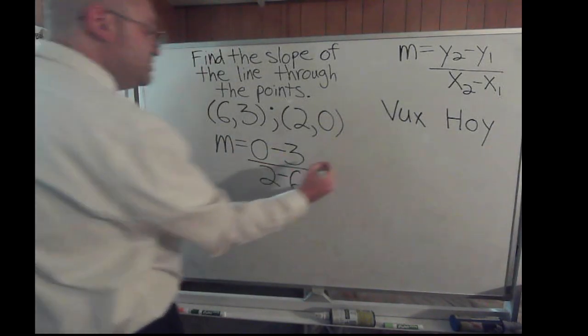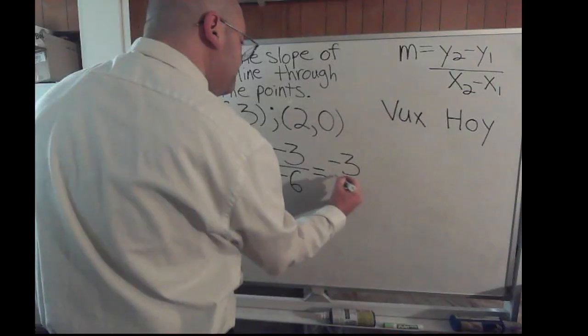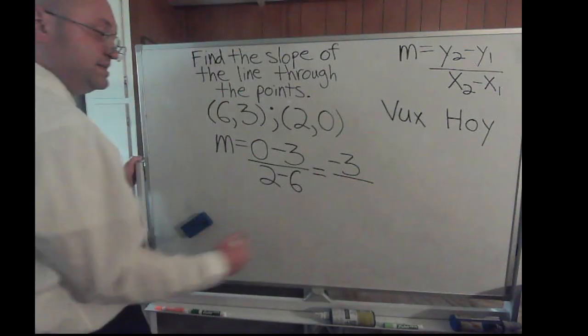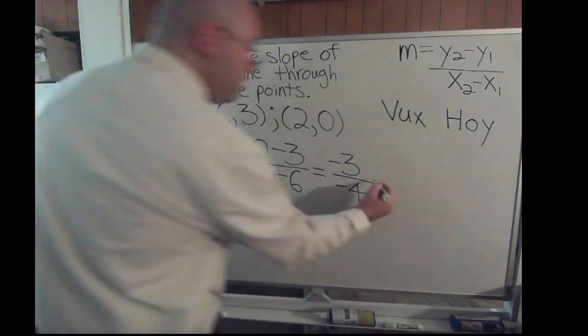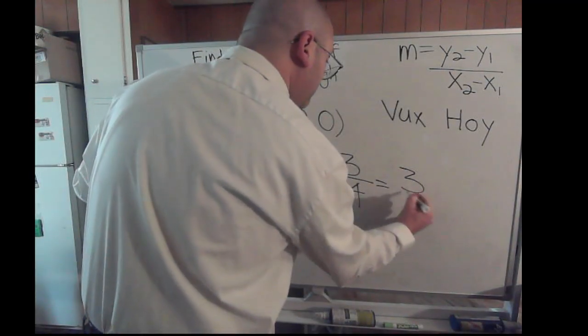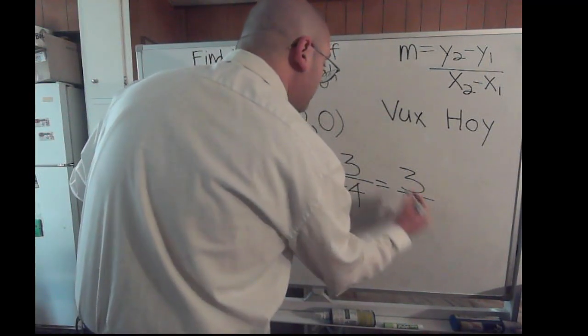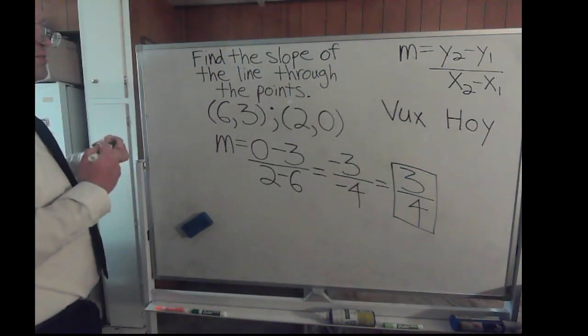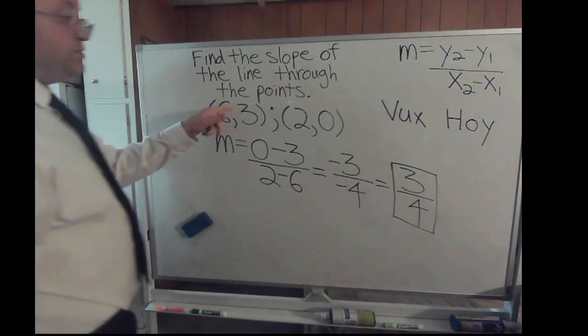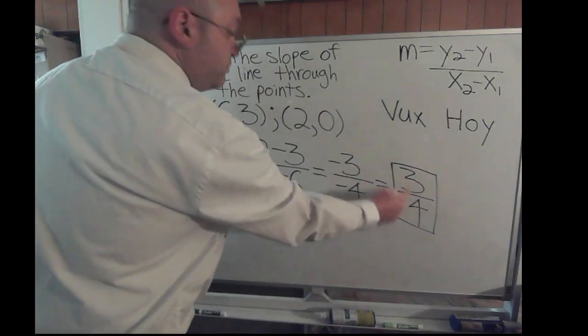Well, 0 minus 3 is negative 3, over 2 minus 6, that's negative 4. So you have negative 3 over negative 4, which simply becomes 3/4. You get positive 3/4 for your slope, so the slope from 6, 3 to 2, 0 is 3/4.